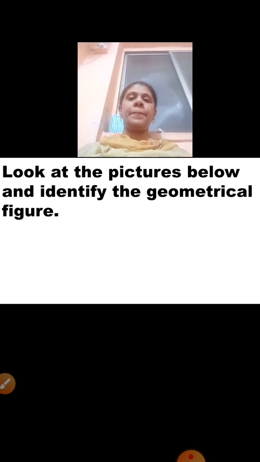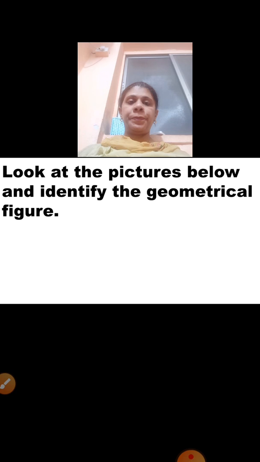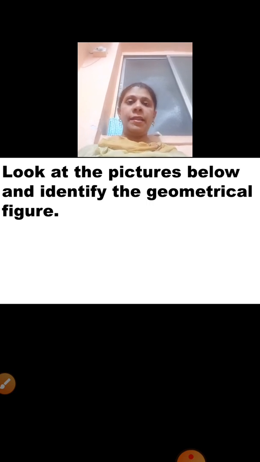Now let us see next. Now look at the pictures below and identify the geometrical figures. You have to look at the pictures and identify the geometrical figure. Now let us see the first picture. What is this picture? Can you see it on your screen? Yes, it is a picture of a computer screen. So now you have identified the picture. Now tell me which shape is this? Identify the shape now. Yes, correct. It's a rectangle.